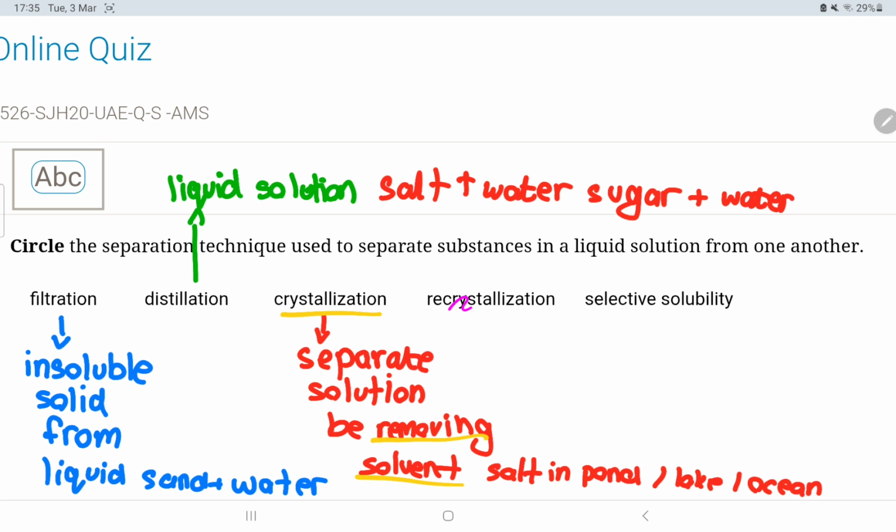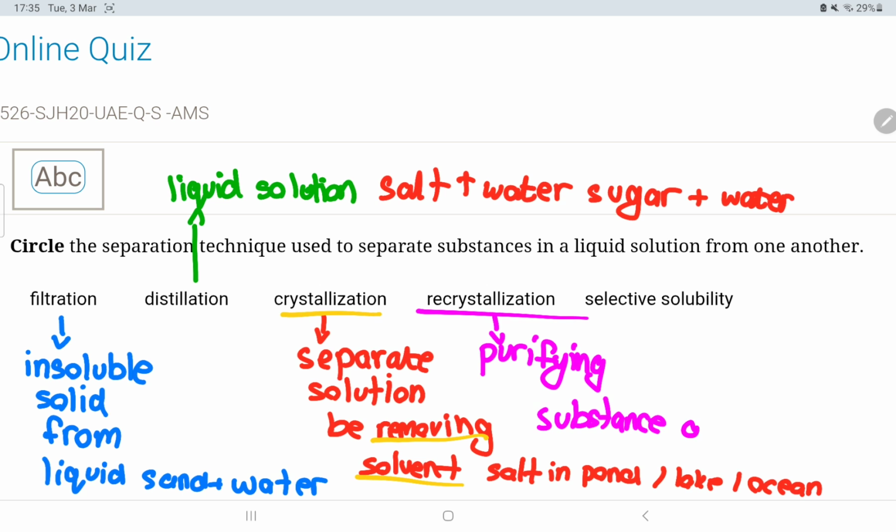Recrystallization, purifying a substance again. So basically it's a repetition of crystallization.